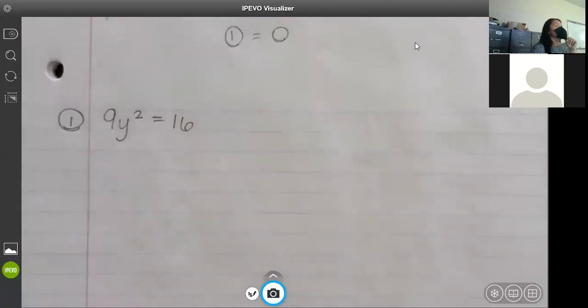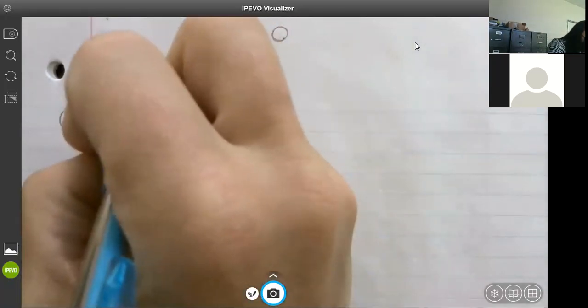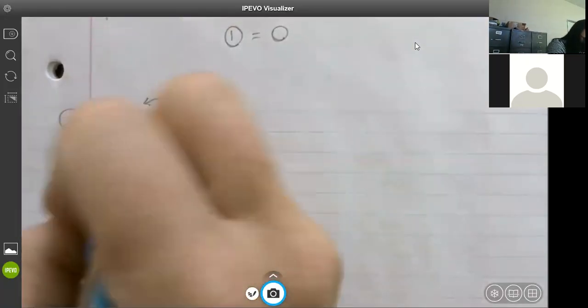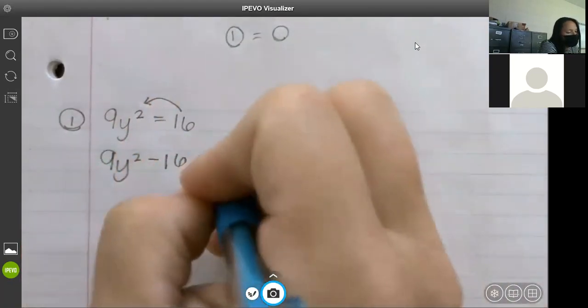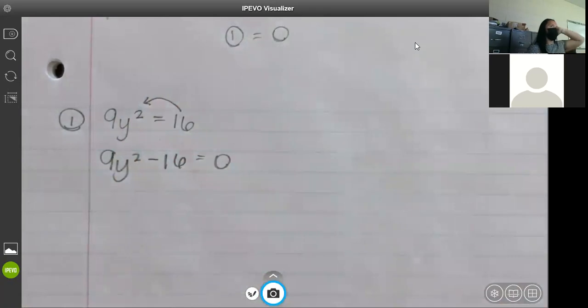So first thing that you're going to do is get it equal to 0. So remember, I talked about that yesterday. How you do that is you move it to the other side. And when you move across the equal mark, you just change the sign. All right, then. Everybody good?